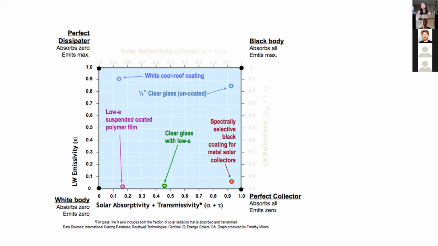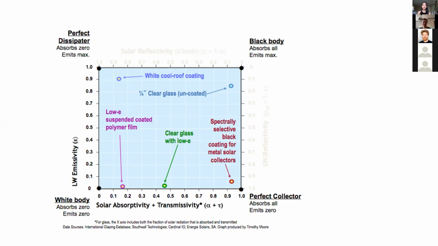Then we have the black body, the perfect emitter, and that is independent of color, and an example is clear glass. So that's an example of why clear glass is terrible, because it absorbs all the solar heat and emits maximum. So it's bad in both hot and cold climates.